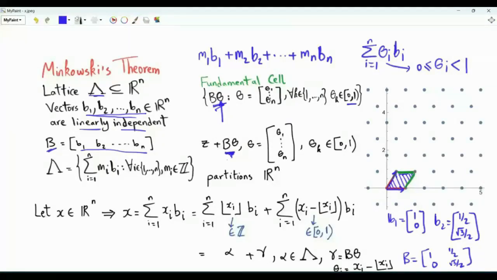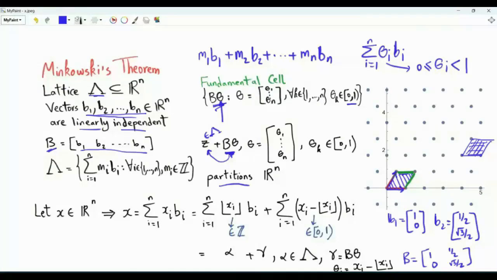If we take the elements of B theta and add Bz, where z is a point in the lattice, then we have the fundamental cell shifted. So we can choose this point here as z, and then we can shift the fundamental cell to this point. The collection of translated fundamental cells partitions the n-dimensional space.